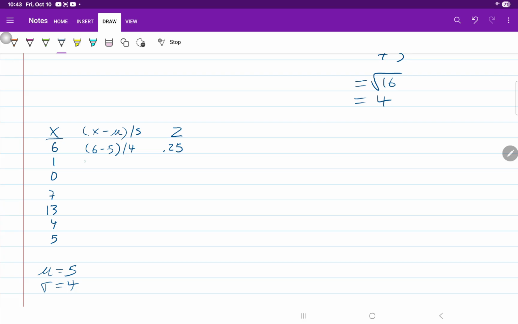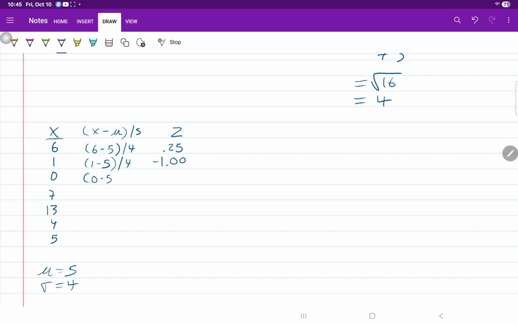0.25. Okay? And the next one is 1 minus 4 divided by 4. 1 minus 4 is negative 3 divided by 4 is negative 0.75. Oops, I made a mistake. I subtracted by 4 instead of 5. So if we make that a 5, we have negative 4 over 5, and that will give us a z value of negative 1 rather. Okay, let's take a look at the next one.